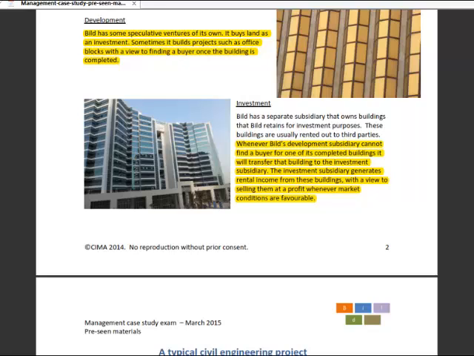The third subsidiary is called investment, and we're told that whenever Build's development subsidiary can't find a buyer for one of its completed buildings, so obviously it's happened, they've speculated and made a building and can't find a buyer, they transfer that building to the investment subsidiary. The investment subsidiary generates rental income from these buildings with a view to selling them at a profit whenever market conditions are favorable. My immediate question is, why have we got these 2 separate subsidiaries which appear to do similar things? So again, I need to follow that up as we go through the case.